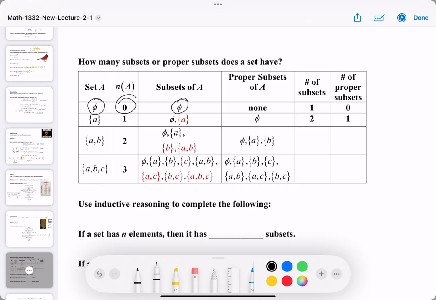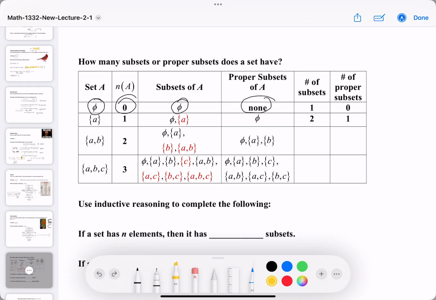How about the proper subset? The proper subset cannot be equal to phi. That means none. For the number of subsets, we have only one element in the subset. The subset number is 1 because phi is the only subset. And how about the number of proper subsets? It is none, so it is 0. So messy. How about the next one?